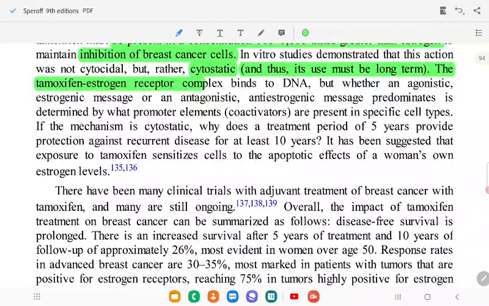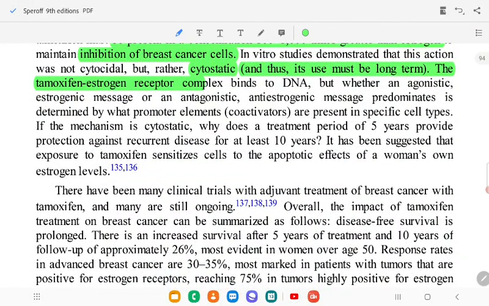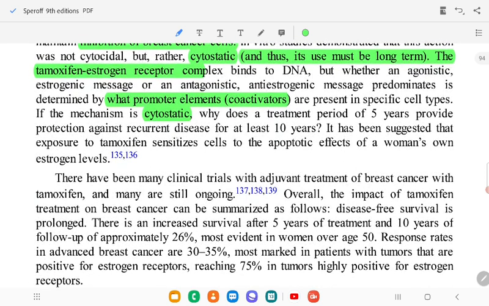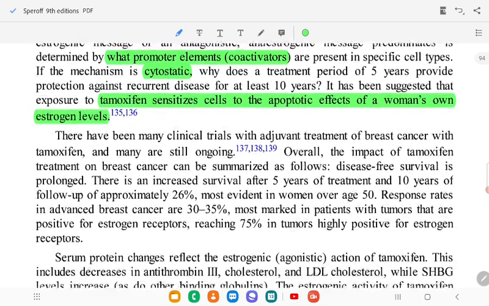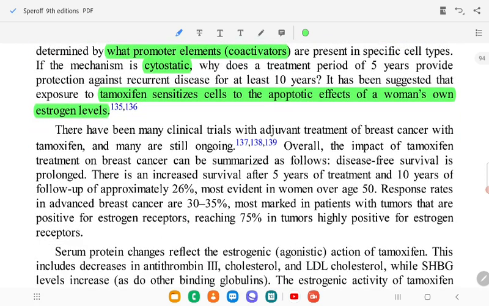Thus, it must be long term. The tamoxifen-estrogen receptor complex binds to DNA, but whether an agonist estrogen receptor message or an antagonist anti-estrogenic message predominates is determined by which promoter element and co-activator is present in the specific cell type. The mechanism is cytostatic. Why does a treatment period of 5 years provide protection against recurrent disease for at least 10 years? It has been said that exposure to tamoxifen desensitizes the cells to the apoptotic effect of the woman's own estrogen level. Therefore, many clinical trials of breast cancer with tamoxifen are still ongoing.